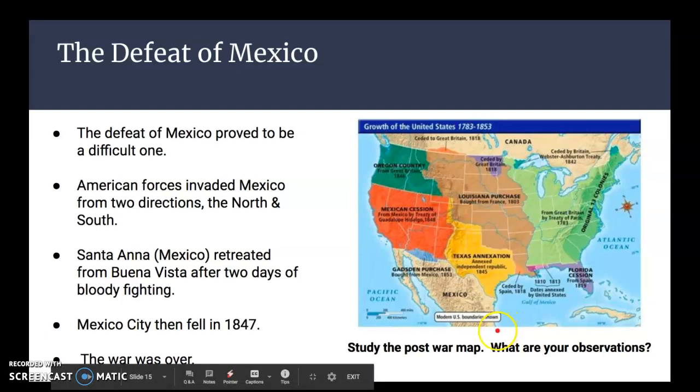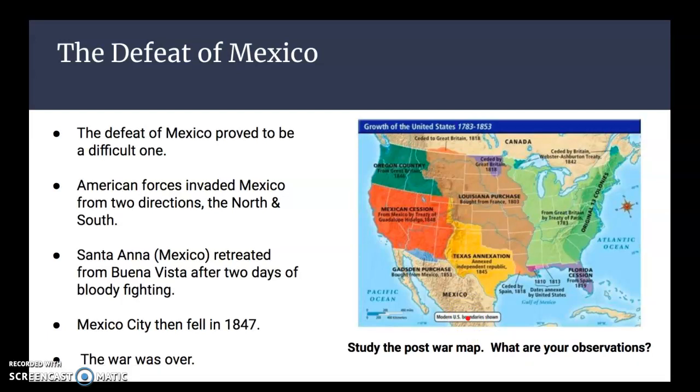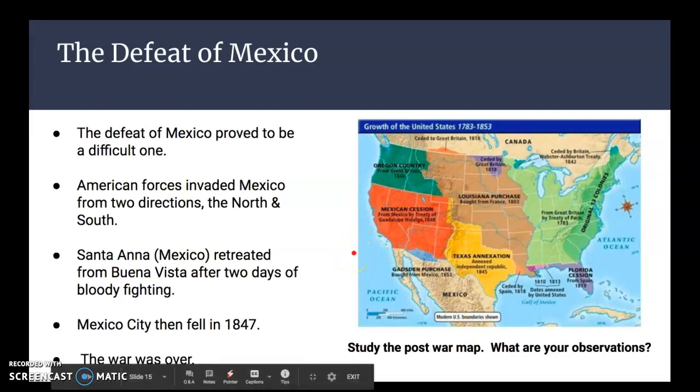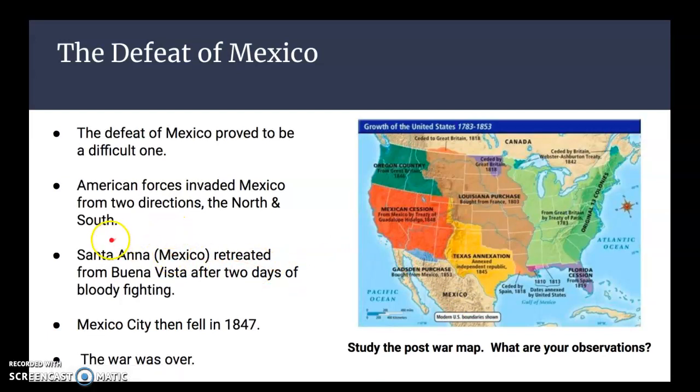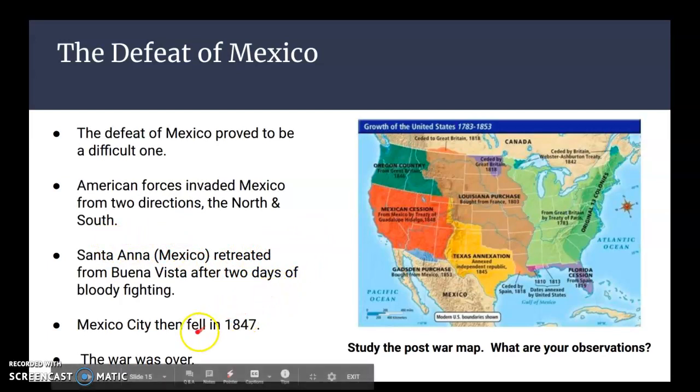General Scott brought his troops in from the coast and up the Mexican heartland to Mexico City. In a funny echo of the past, he actually kind of retraced the route of Hernando Cortez from centuries earlier. You remember Cortez, not a great guy. So General Antonio Lopez de Santa Anna retreated from Buena Vista after 2 days of bloody fighting, and then Mexico City itself fell in 1847, and the war was over.